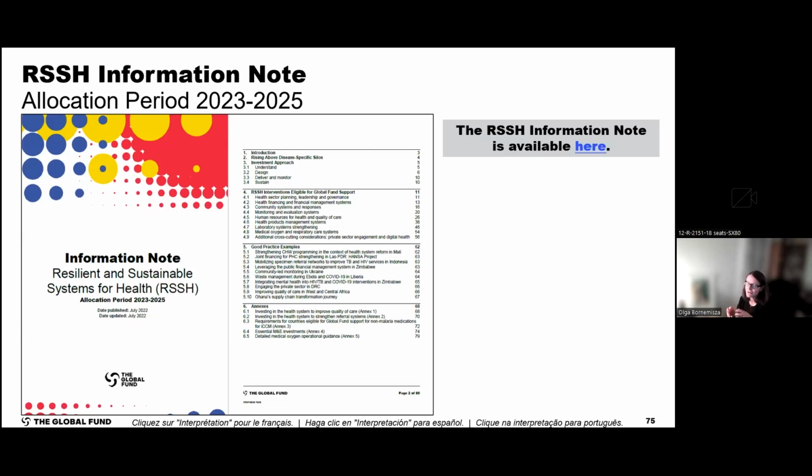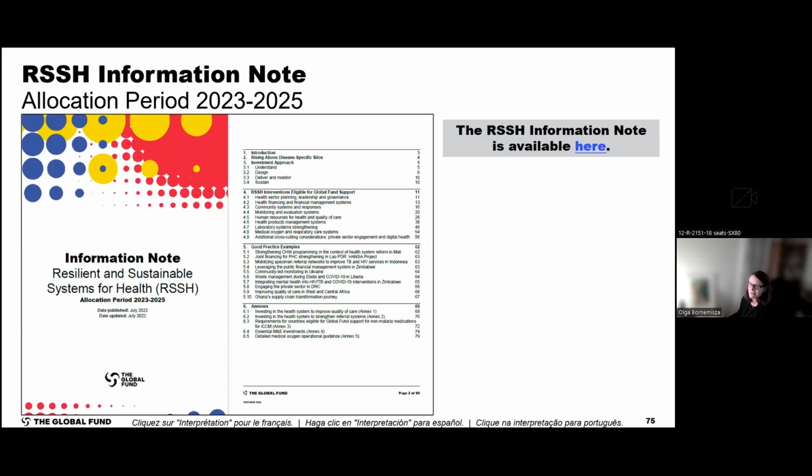There are some very good illustrative examples of good practice for RSSH, particularly around integration. And then we have some very important annexes, and I really encourage you to look at them. I just mentioned one in the chat. Annex 3, for instance, talks about the iCCM commodities, which countries are eligible, and how to go about that. But there are also very good annexes on M&E investments, referrals, and quality of care.